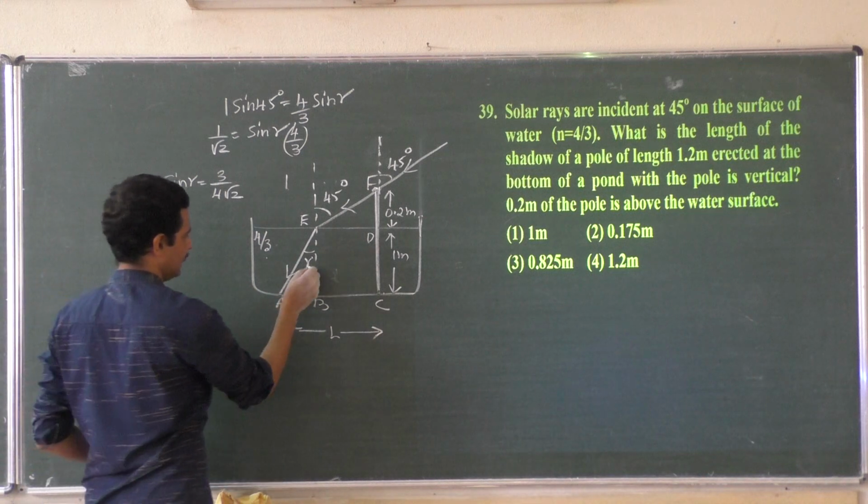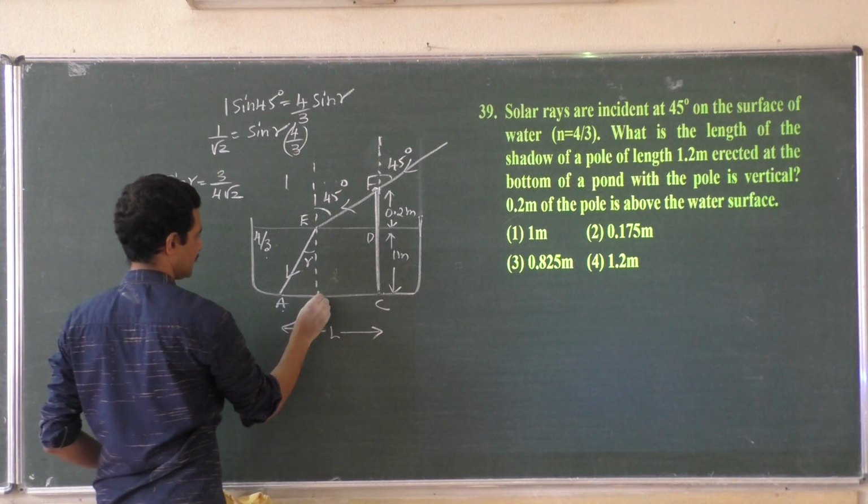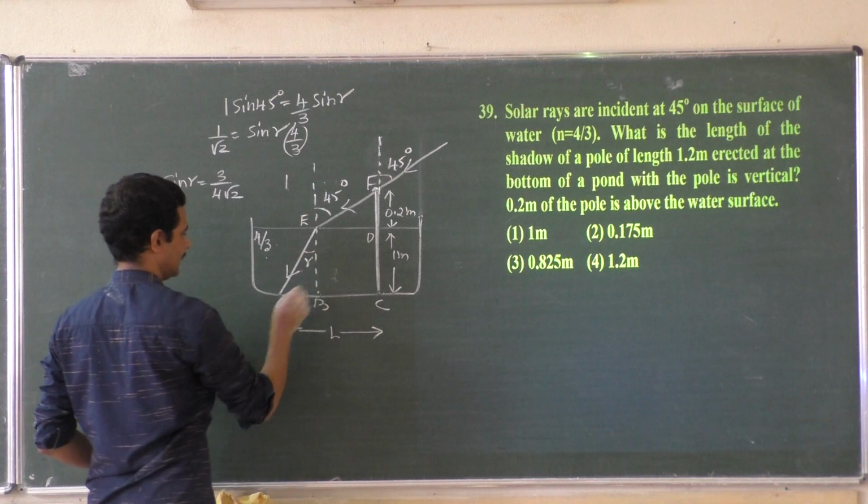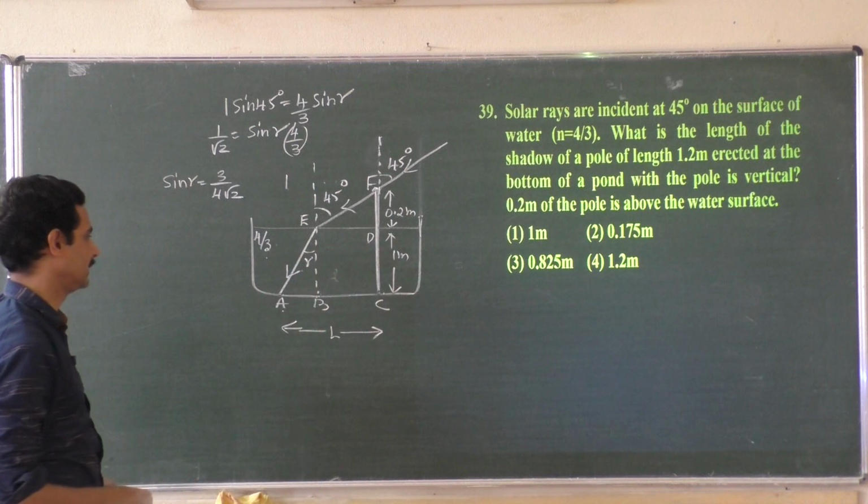But if I have sin R, I think it is of no use. Opposite side by hypotenuse, I should know the adjacent side, correct? Can it be used?